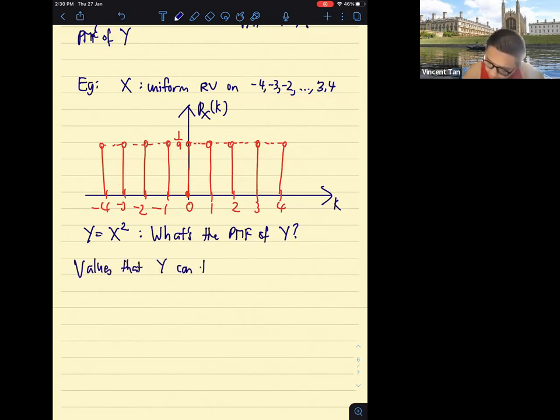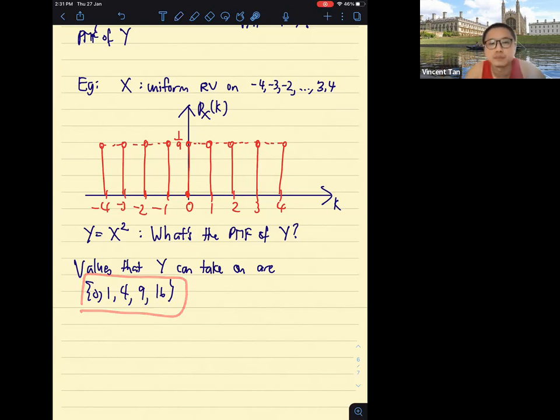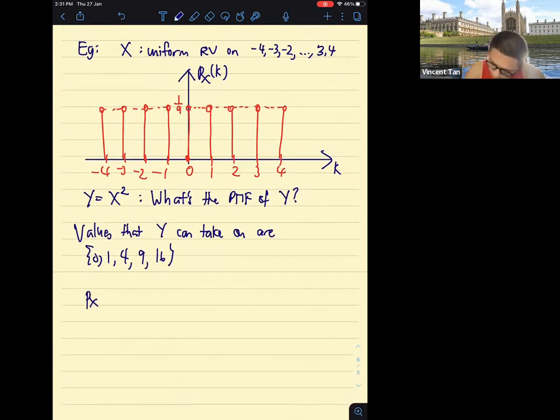The values that Y can take on are, well, you take 0 squared, what do you get? You still get 0. Now, you take 1 squared, you will get 1. And then -1. You square it, you still get 1, okay? Then say 2 and -2, you square it, you get 4. 9, 16. So you can only take on these values, no more, no less, okay? Because of the structure of X. If X can take on the values minus 4 to 4, then Y can only take on these integer values. Okay, so now let us figure out what is the probability of Y.